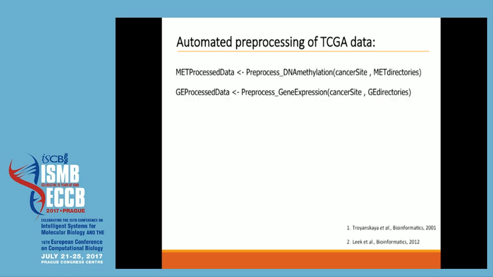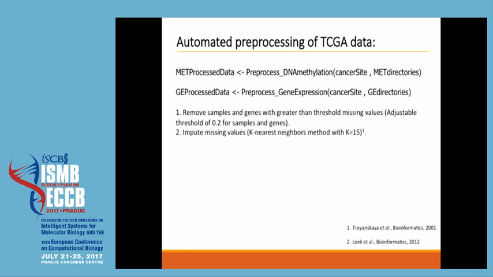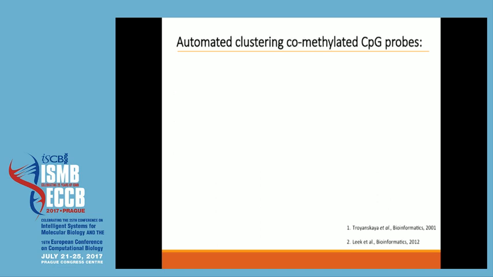We then apply extra layers of filtering. We remove samples with large numbers of missing values for genes or samples. We impute the remaining missing data using the k-nearest neighbors method, and then we apply batch correction using ComBat. These can be done with these built-in functions also. And the third pre-processing step we apply is specific to DNA methylation data.